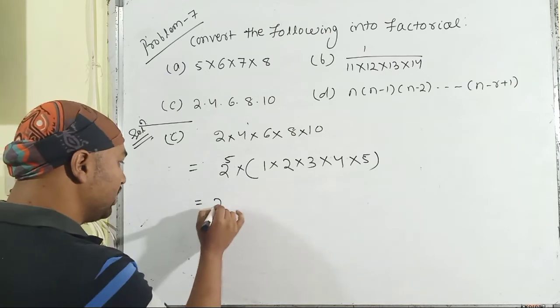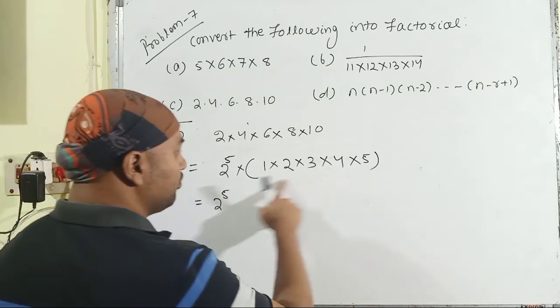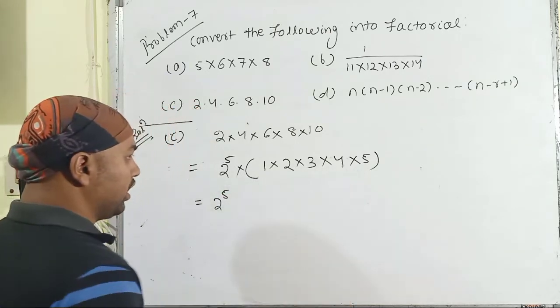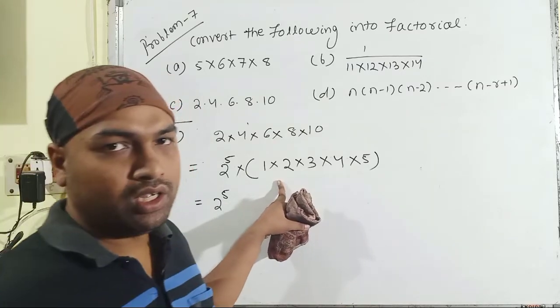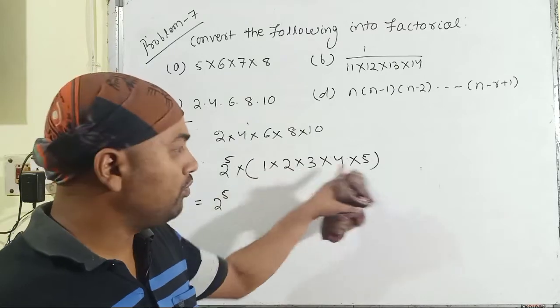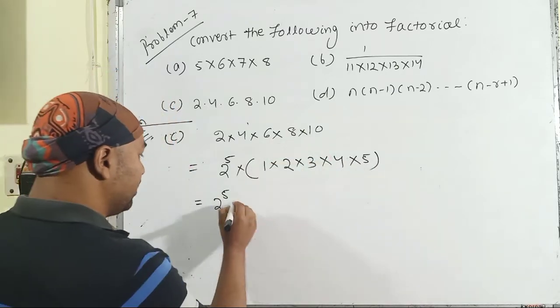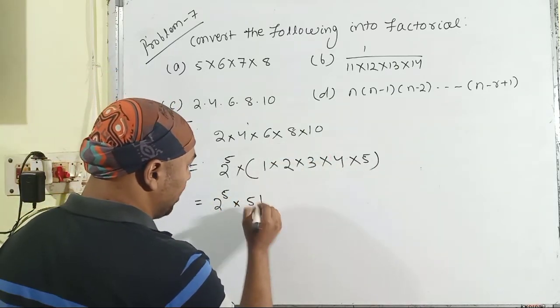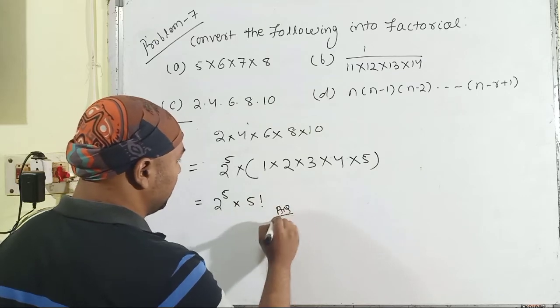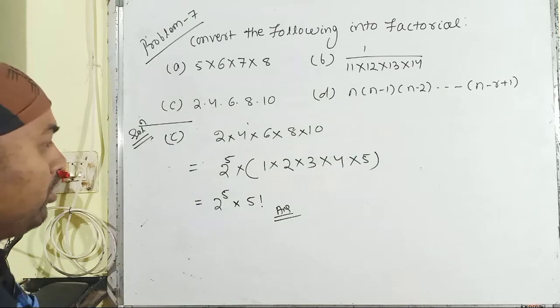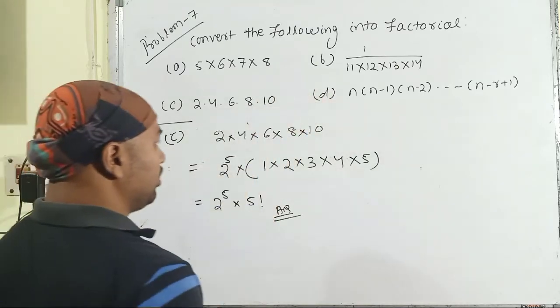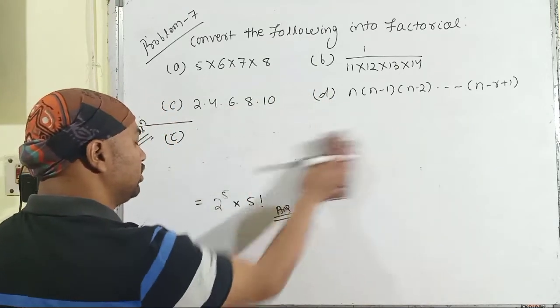Now you can see that the terms in the bracket are in the form of a continued product, starting from 1 up to the last number 5, and this will be factorial of 5, and this is the answer for you. Then moving towards the important problem, that is the fourth bit.